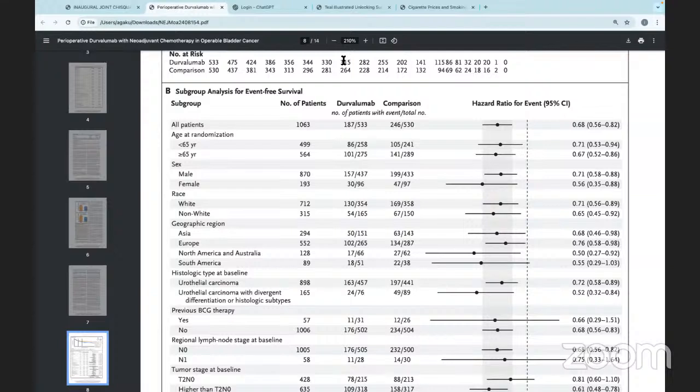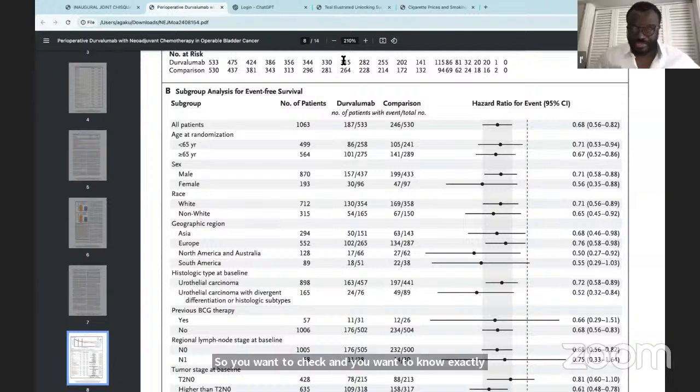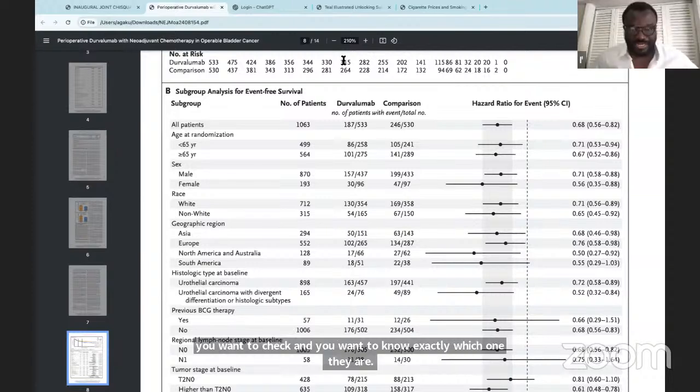Yes, the reason why you want to do subgroup analysis is to check for confounders, because those subgroup characteristics like race, sex may be a confounder or an effect modifier in this study. So you want to check and know exactly which one they are. Okay, thank you very much, but that's incorrect.